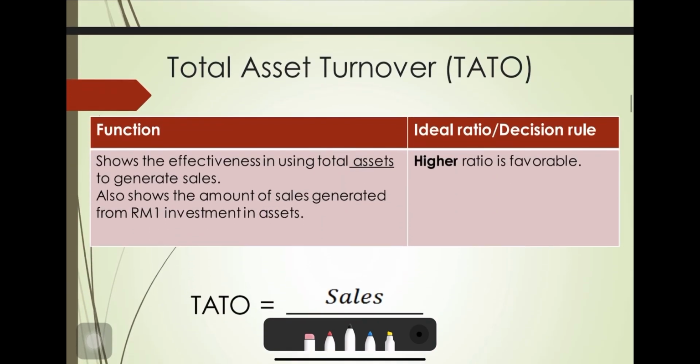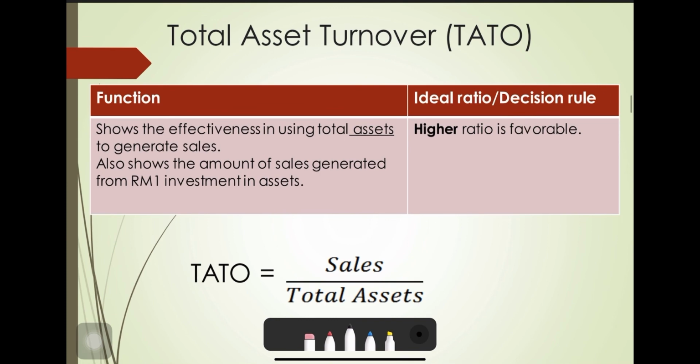Okay, and then the total asset turnover, TATO. And this one shows the effectiveness of the company in using the total assets to generate sales. Okay, so this one shows the amount of sales generated from RM1 investment in assets. So this one is same as the FATO. The higher ratio is better or more favorable. So to calculate TATO, we divide the sales by the total assets.